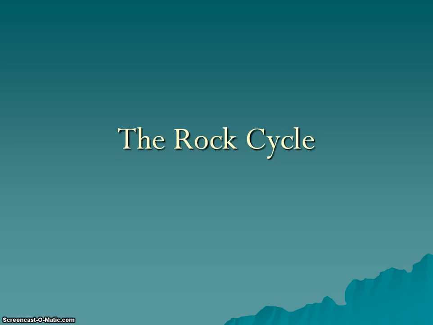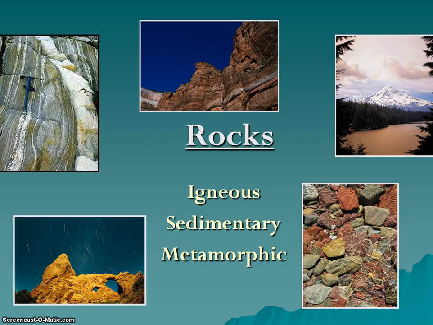Alright, in this segment we're going to be looking at the rock cycle, looking at the three major types of rocks, how they form, how they can interchange between each other through heat and pressure, the combination, and then some examples, getting into some minerals, those types of things. So let's go ahead and get into it.